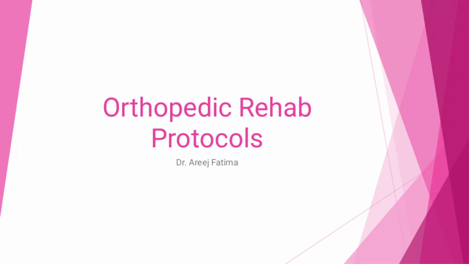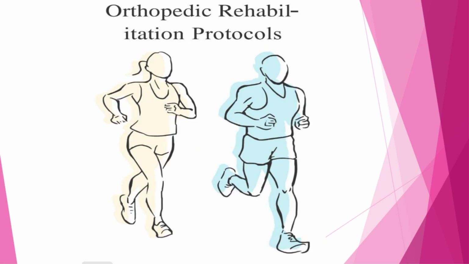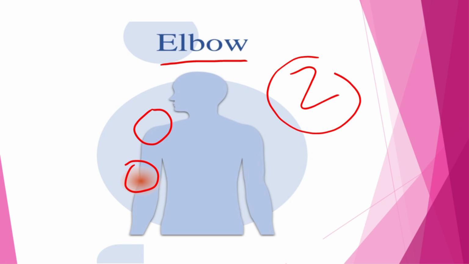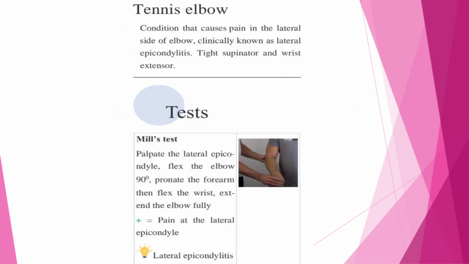In this lecture of orthopedic rehabilitation protocols, we will discuss the elbow joint. First we studied the shoulder joint, and now we will study the elbow joint. In the elbow joint we have two most common pathologies: lateral epicondylitis and medial epicondylitis.